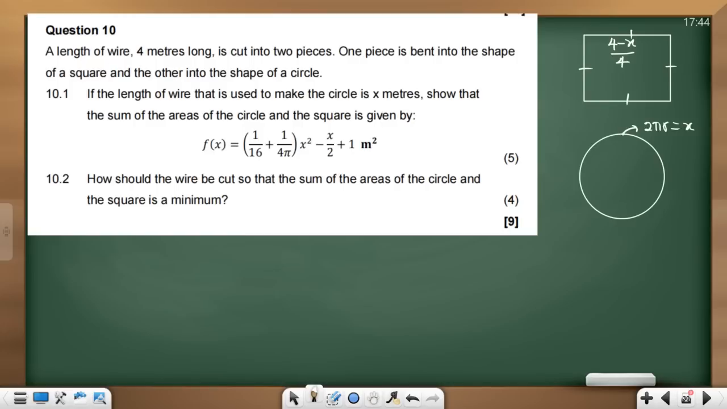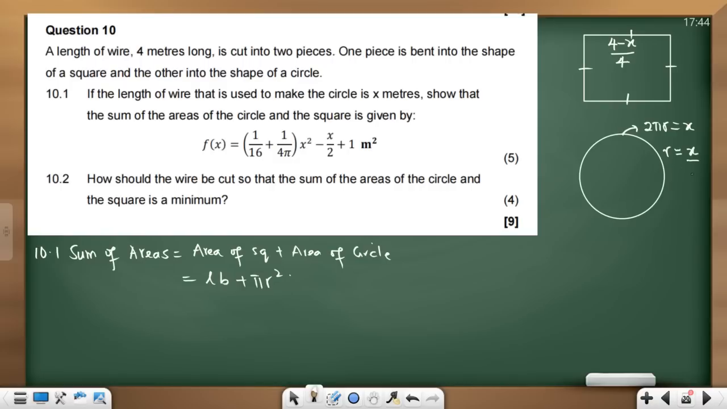Show that the sum of the areas, great, the sum of the area of the square and the circle, will be the area of the square plus the area of the circle. Let's work it out quickly. Length times breadth plus pi r squared. Here is my worry. We do not know our radius, but from here we know the radius is x over 2 pi. So let's bring all of that in.